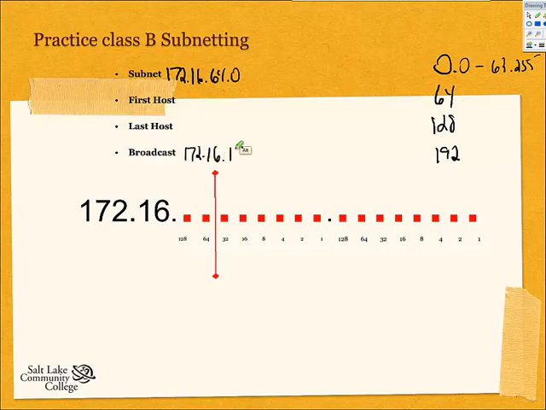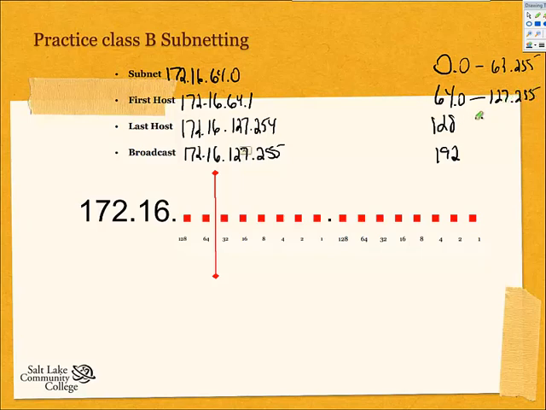So 172.16.127.255. Now it's a matter of just filling in the blanks. And that's 172.16.64.1 and 172.16.127.254. Right, the number before 255, 254. Done. So we've done this one also. So this is 64.0 to 127.255.